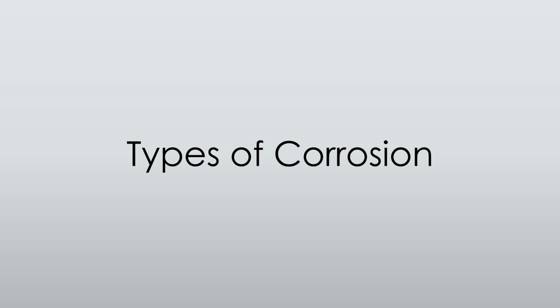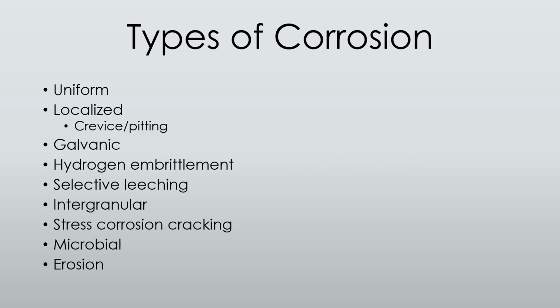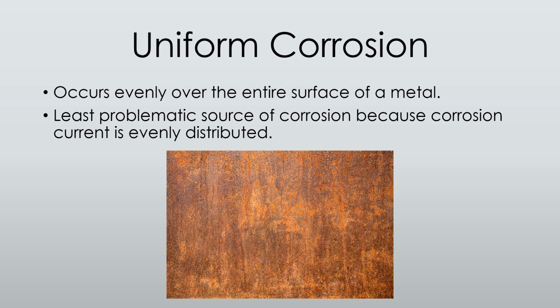So now I want to talk about some different types of corrosion just to give you an idea of the different possible forms of attack that can occur on metal. So for different types, we have uniform, localized, galvanic, hydrogen embrittlement, selective leaching, intergranular, stress corrosion cracking, microbial, and erosion. For uniform corrosion, it's kind of self-explanatory. It occurs evenly over the entire surface of a metal.